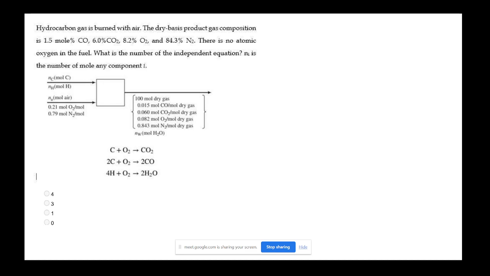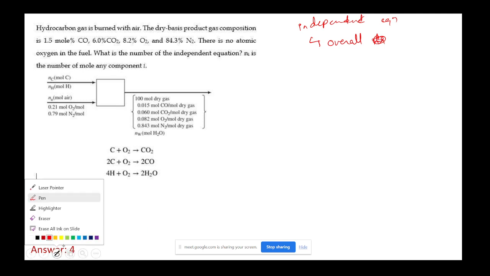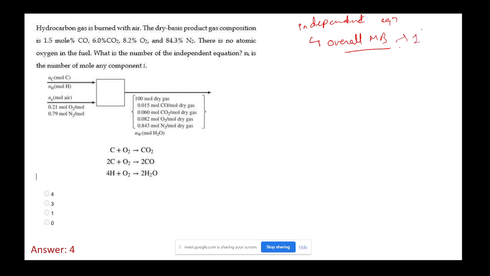Next question is, hydrocarbon gas is burned with air. The dry basis product gas composition is this much, and there is no atomic oxygen in the fuel. So what is the number of independent equations that you can have? Obviously the overall material balance. Okay, so this is 1.